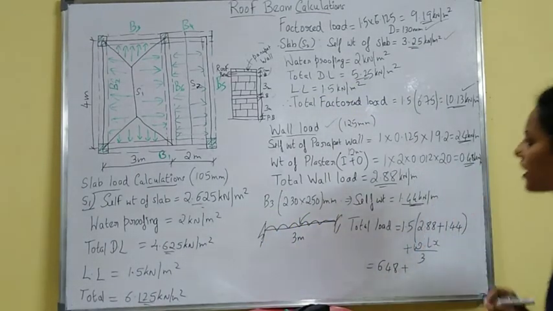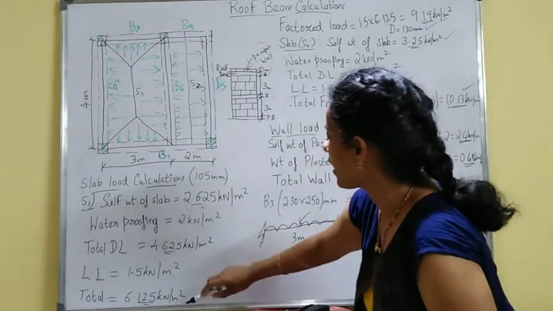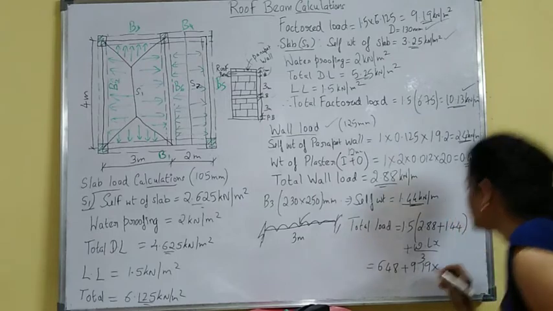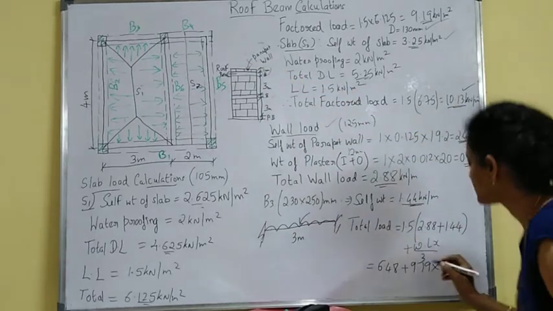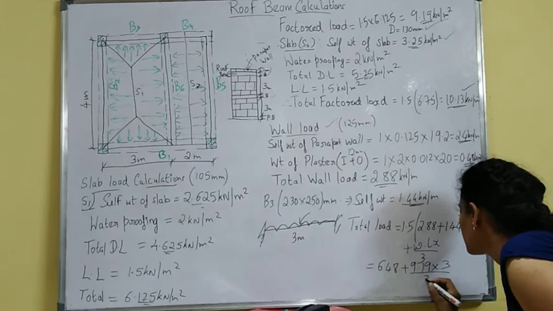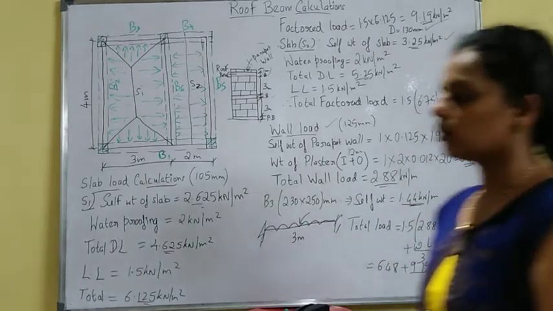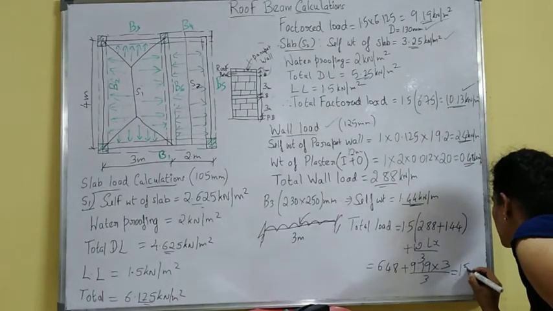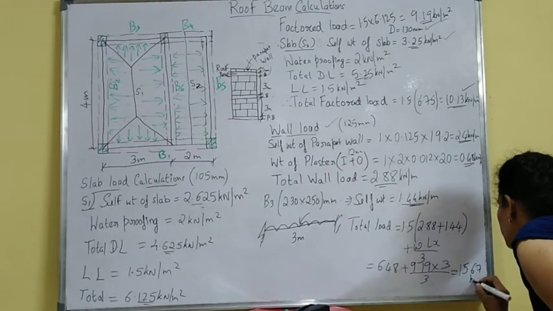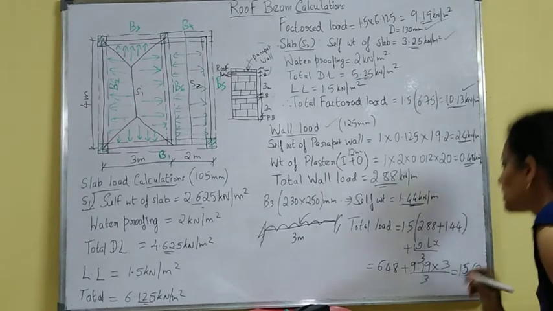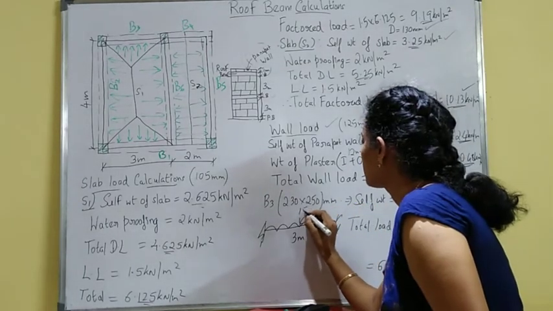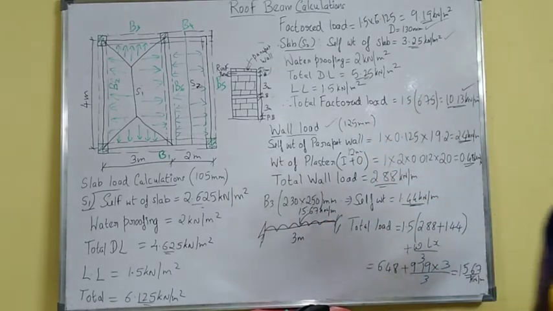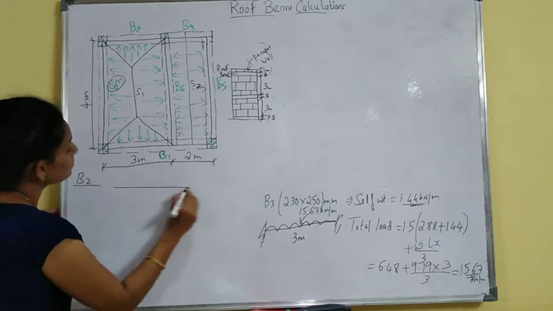And here W is the factored load of the S1 slab. So the factored load is 9.19. So 9.19 into Lx, the shorter span, that is 3 meter, divided by 3. So the total load will be 15.67. Calculate and get 15.67 kilonewton per meter. Here again both ends are fixed.